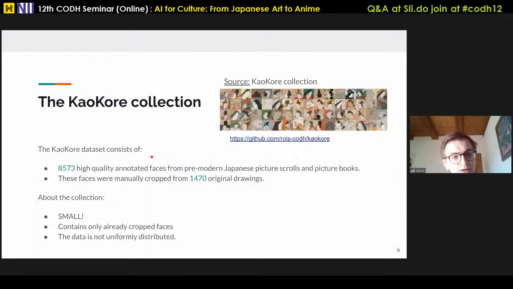So once again, the KaoKore collection, as you have seen before, is a collection of facial expressions from pre-modern Japanese picture scrolls and picture books. All these faces originate from 14,070 original drawings. What we get from that is a pretty small dataset, which can be problematic for machine learning based research. The faces are already cropped, and that's not what we need when working on detection. And finally, as you can see, the data is not uniformly distributed since it comes from different scrolls and books.